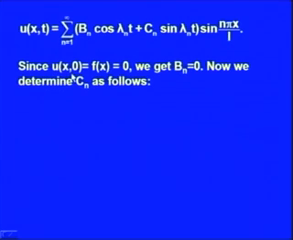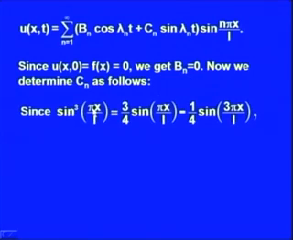Now, we are given that u(x, 0) is equal to f(x) equal to 0. So, when you put t equal to 0 here, what you get? u(x, 0) as sigma n equal to 1 to infinity b n sin n pi x over L, because when you put t equal to 0 this will vanish. And sigma n equal to 1 to infinity b n sin n pi x over L is equal to 0 implies that b n is equal to 0 for all values of n. Now, we have to determine the values of c n.